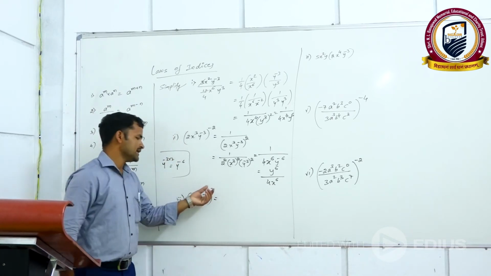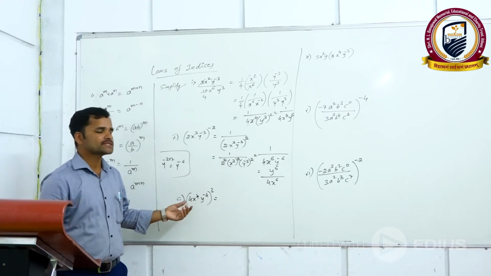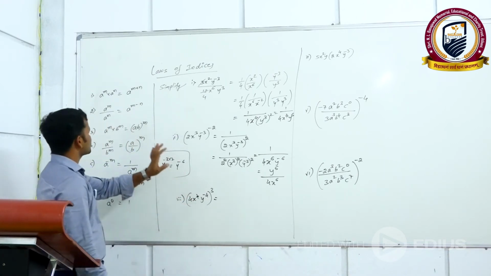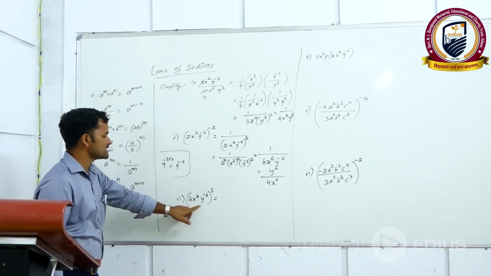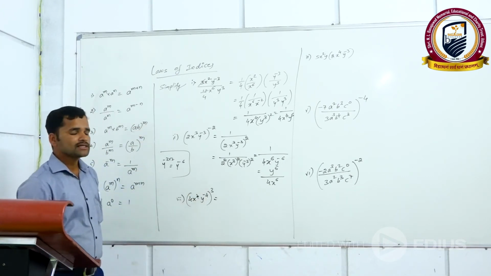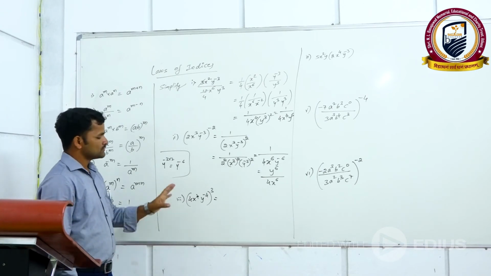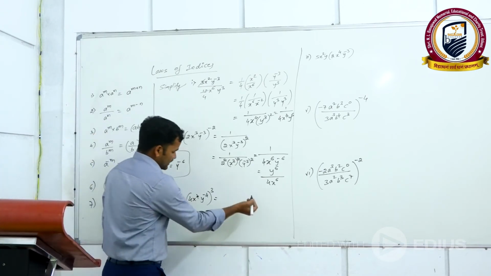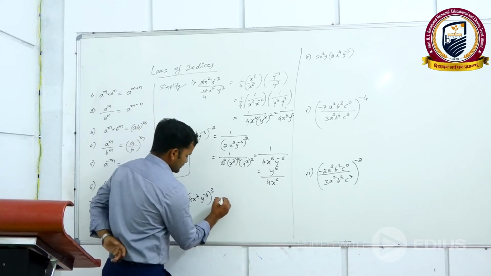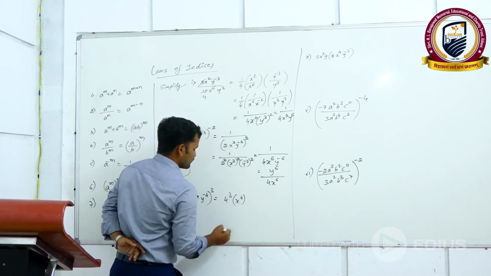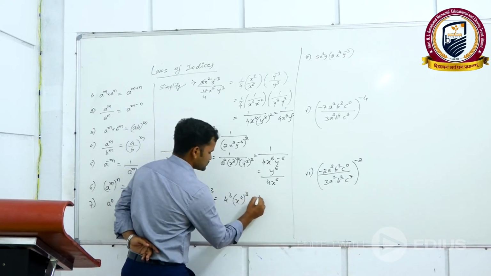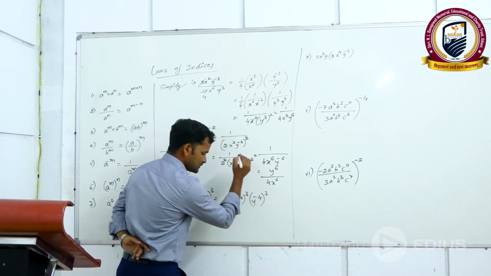Next, the index is already positive. The index is positive, so no need to worry. Directly you go with the third rule, (ab) whole to the power, where all the bases are different but the power is the same. So here, applying this third rule, (4 cube x raised to 4) whole raised to 3, (y raised to minus 4) whole raised to 3.